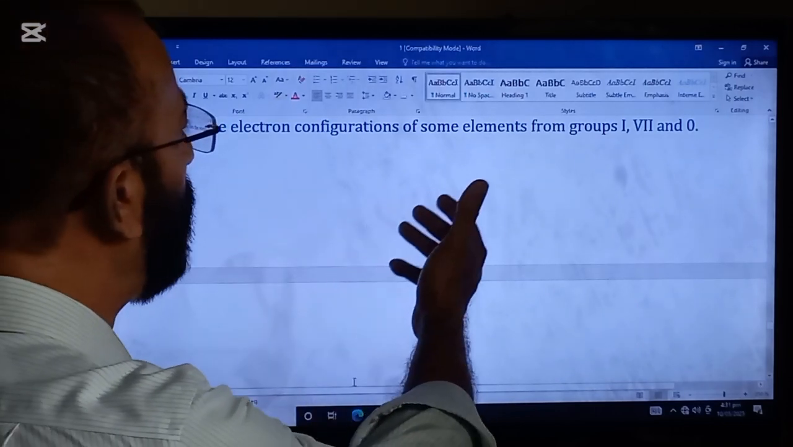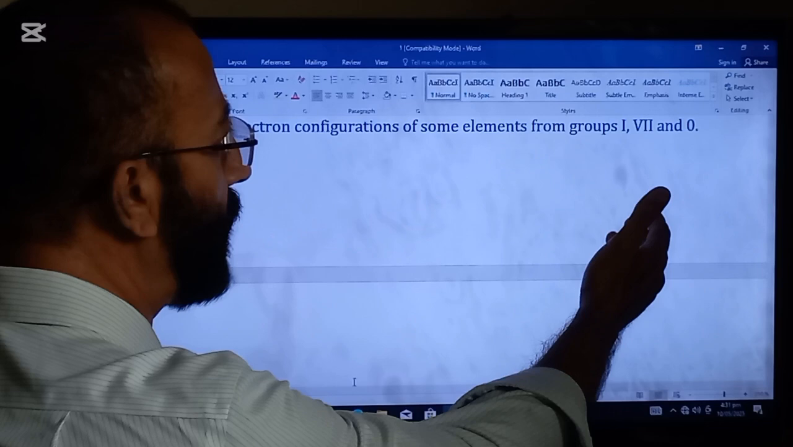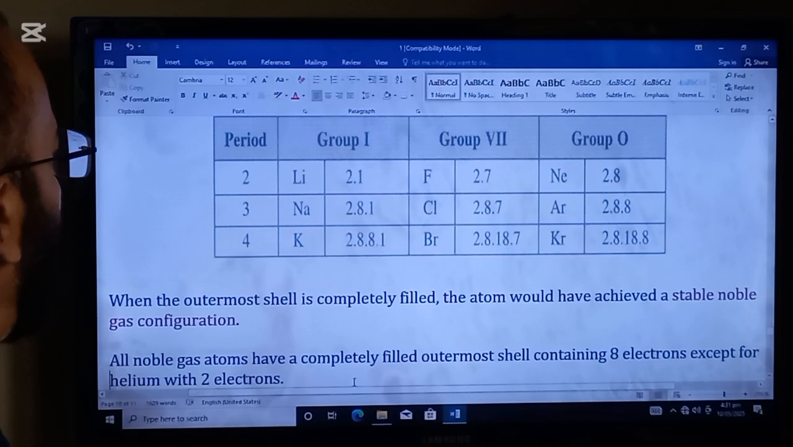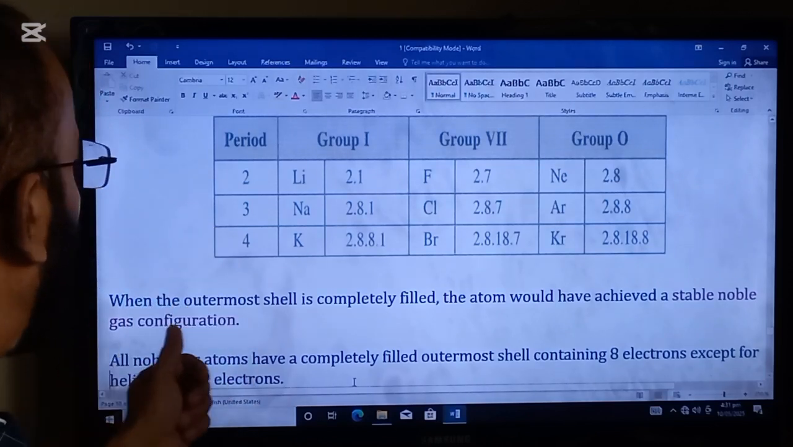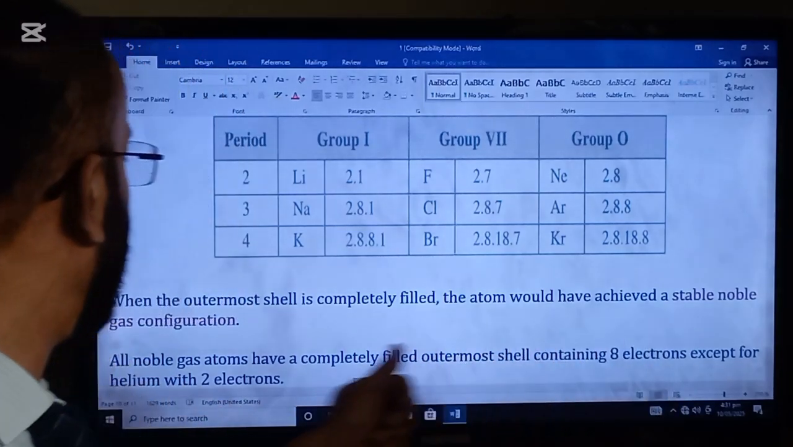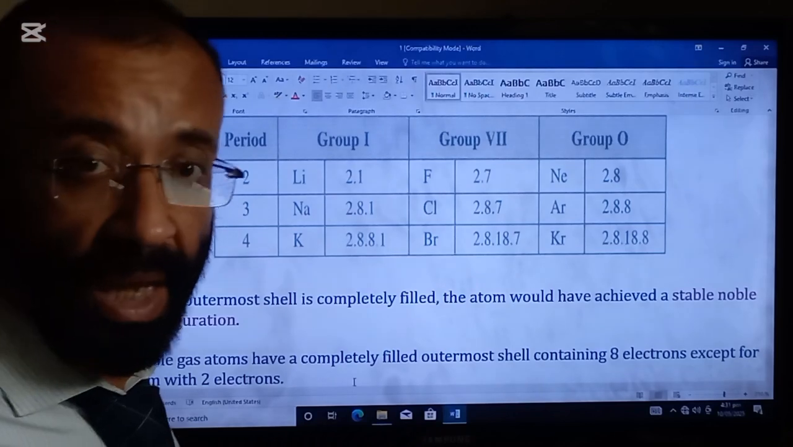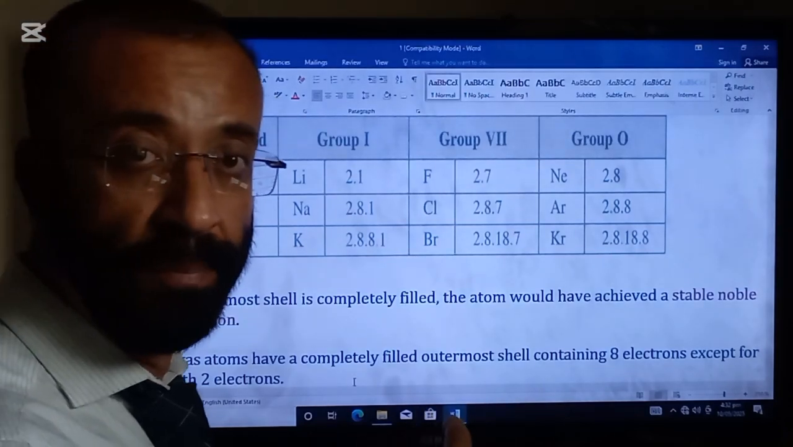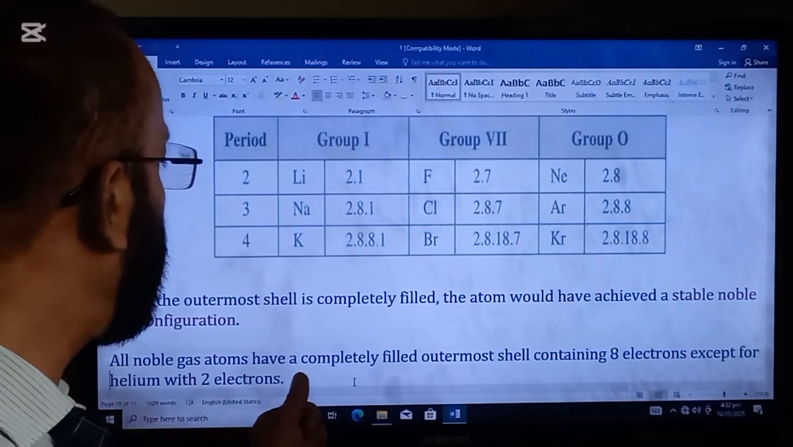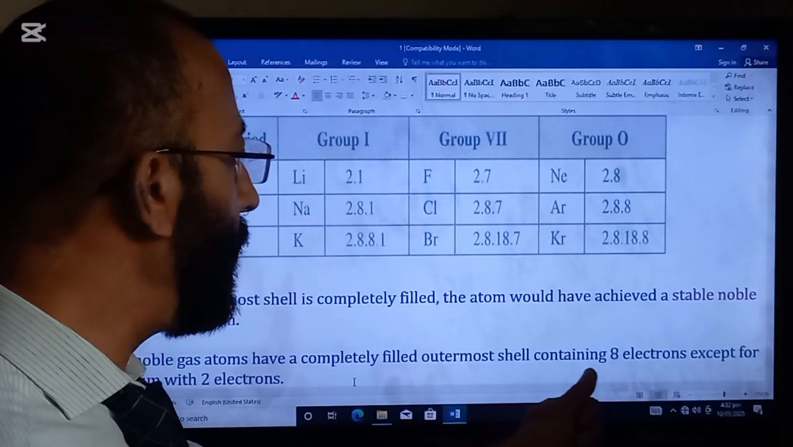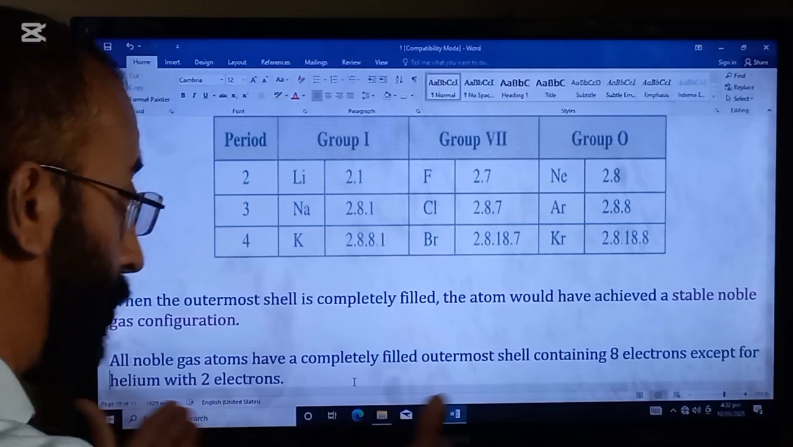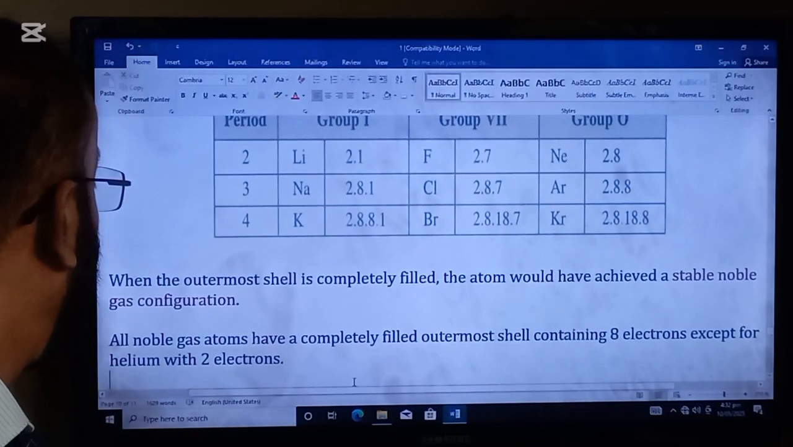The table shows the electron configuration of some elements from groups 1, 7, and 0. So the electron configuration is given. When the outermost shell is completely filled, the atom would have achieved a stable noble gas configuration. Another very important tip: all noble gas atoms have a completely filled outermost shell containing 8 electrons, except for helium with 2 electrons. So these are all very important lines for you.